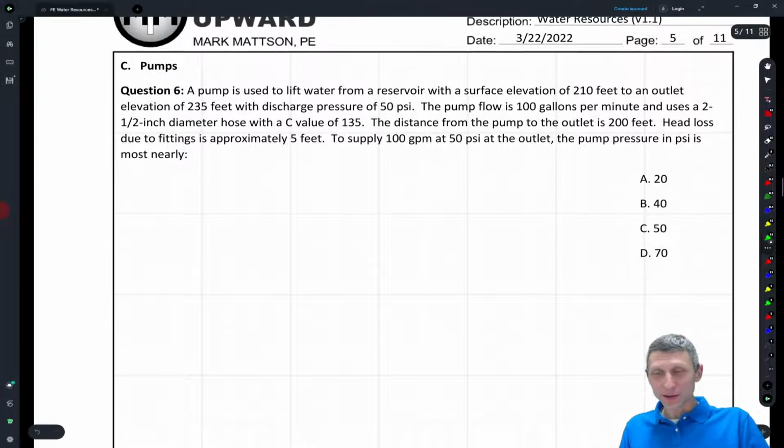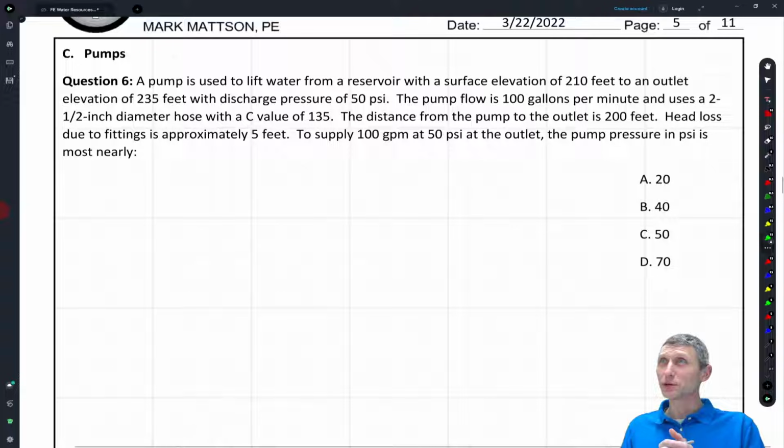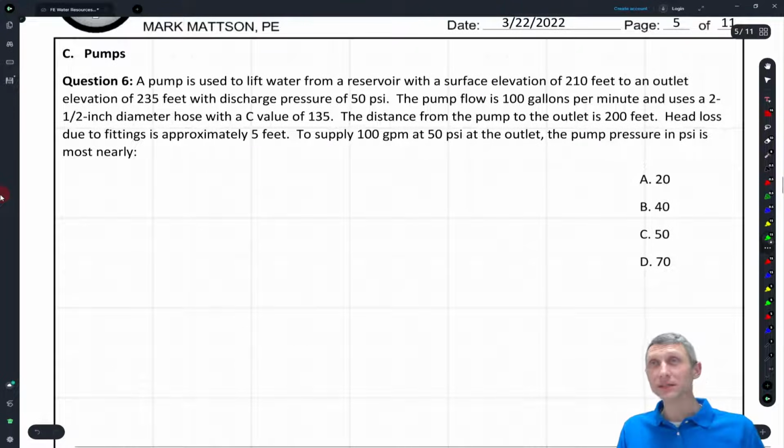All right, so here we go. So we have a pump, right? And this is a pump equation. So last time when we did fluid mechanics, we were looking at Bernoulli, and now we're going to take a look at the energy equation. So the energy equation has to do with energy losses. But let's take a look at this question and see what it says.